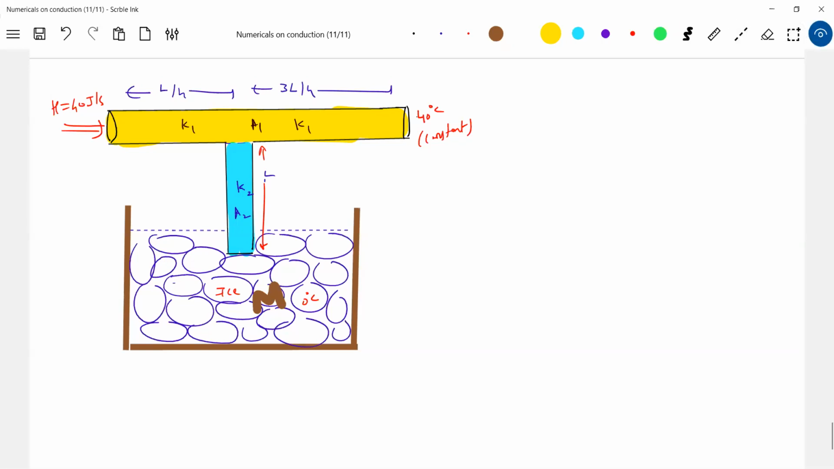What to do? Okay, from here, what happened? From the left hand, 40 joules per second of heat will be supplied. This is like some sort of source, you can say, which will supply heat at a constant rate. So I'll add to the question.